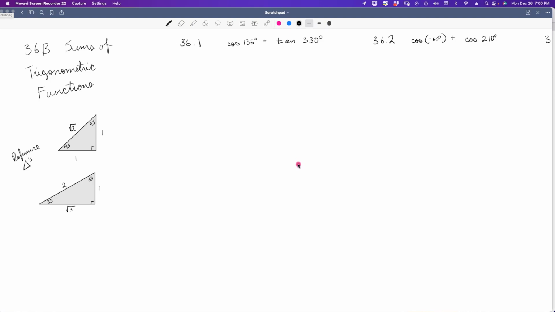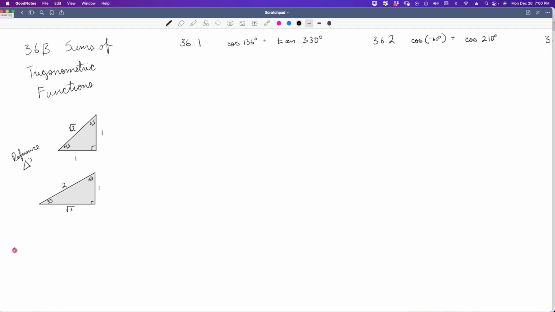All right, we're still in lesson 36. We're on 36b, the sums of trigonometric functions. It's a bit of a mouthful there. So I've got my reference triangles that I need to have handy, my 30, 60, 90, and my 45, 45, 90. And I'm going to look at my trigonometric functions.